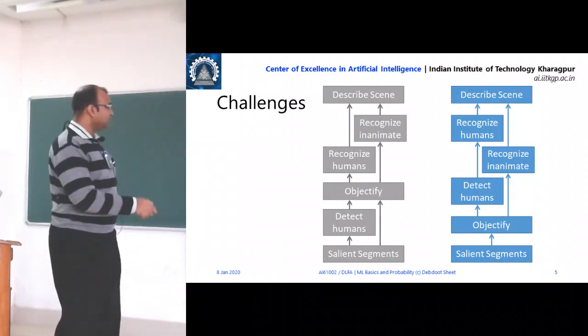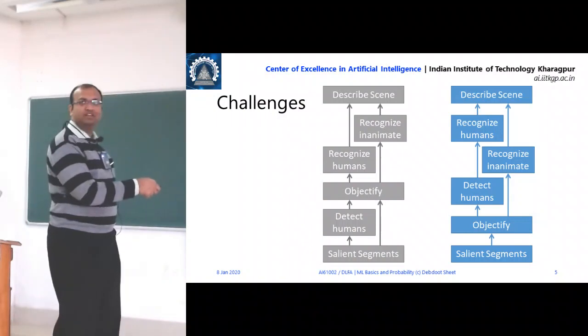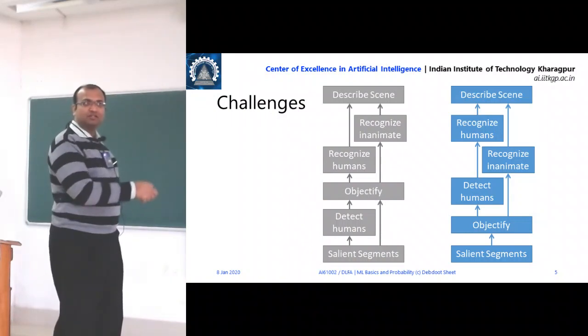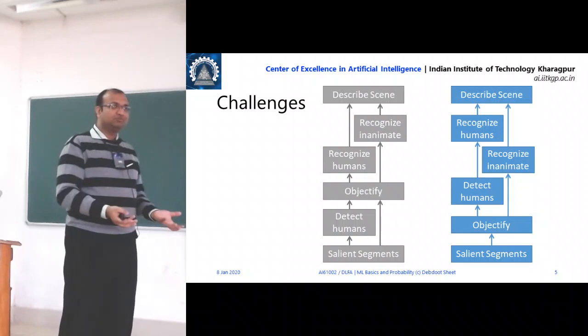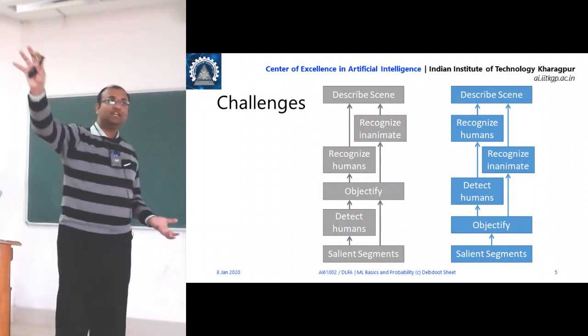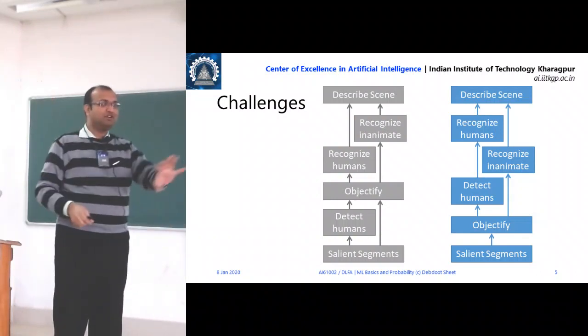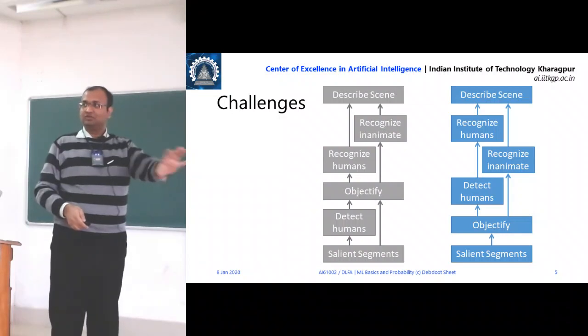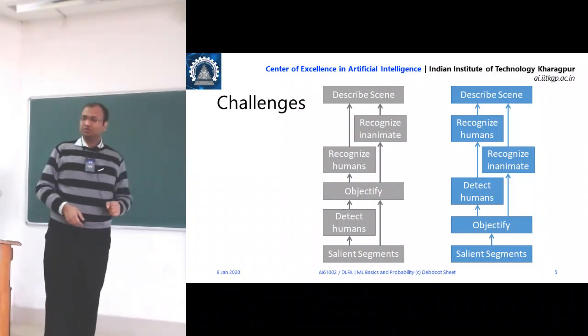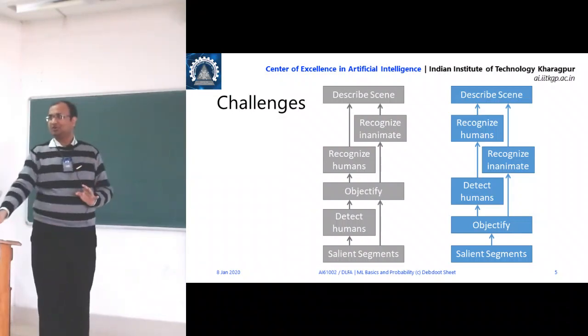However, the problem is that you cannot make this object identifier go over here. Otherwise, you will not be able to detect. Until you detect objects, you don't know which inanimate object to recognize and which animate object to recognize over there. Okay. So do you think this is good or do you think this is bad?